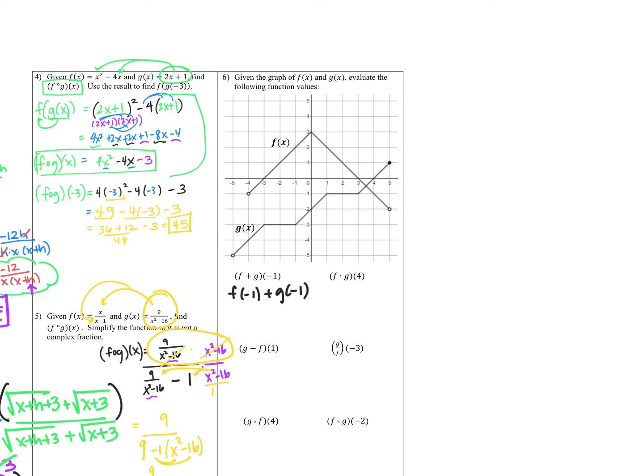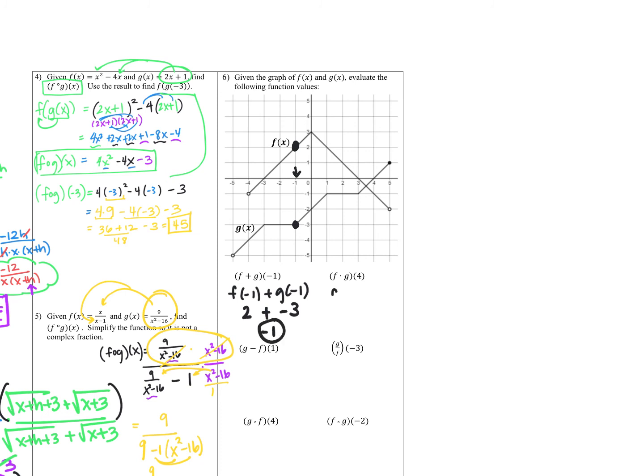So just to be clear here, g of negative 1 is talking about an input of -1, so then that would go down to here. This is going to be g of -1, which has an output of -3. F of -1 is going up the other way, and that has an output of 2. So adding those together, it will make a -1.